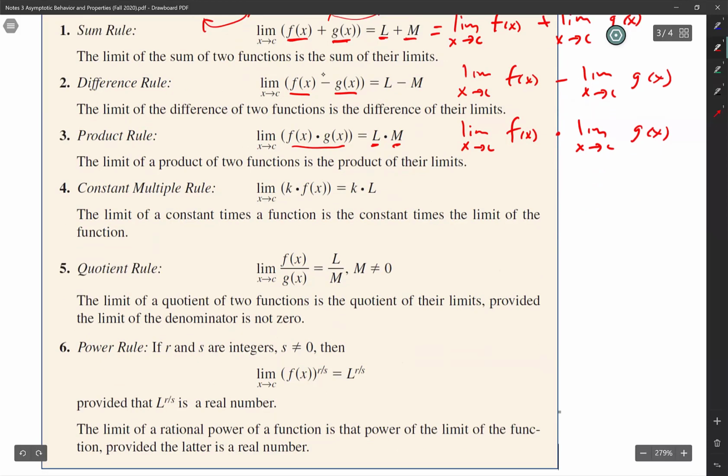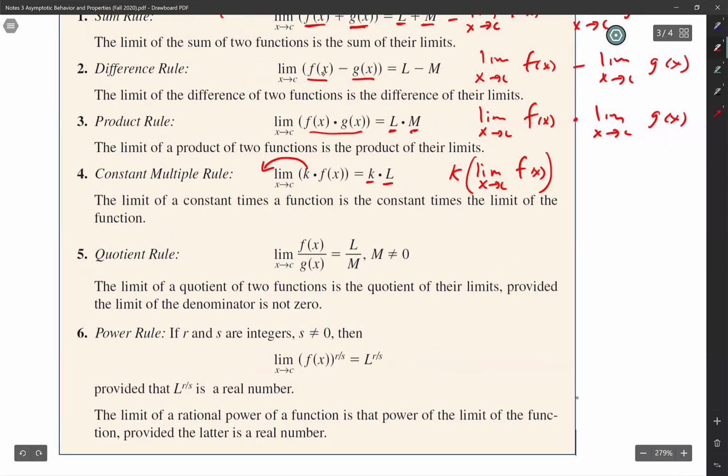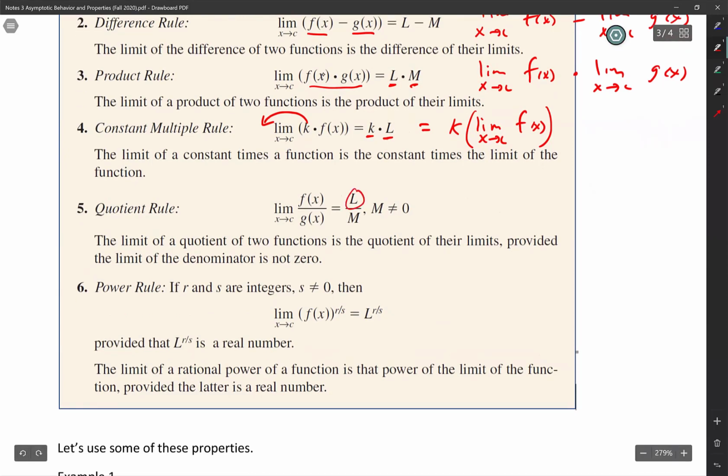This one, I do like to put the k in front of that limit, guys. That k is just a constant, so you can see k times L. So this I do like to do from time to time: k times the limit as x approaches c of f of x. So you can see that it's k times whatever that is. I do like to show that one because that one does come out often. Again, same thing here, guys. What is L? L is the limit as x approaches c of f of x, and all you're doing is dividing by the limit as x approaches c of g of x, as long as the limit for g of x is not 0.